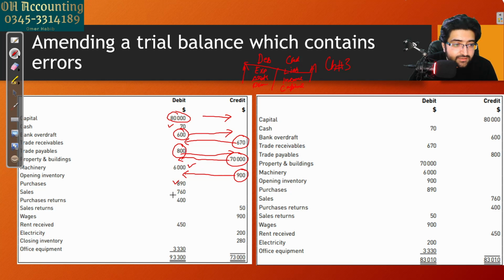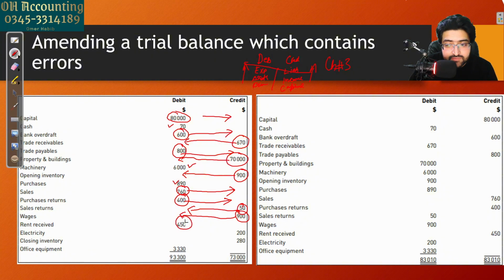Purchases is an expense. Sales is an income. Incomes should be recorded on the credit side. Purchase returns should be on the credit side as expenses are decreasing. Sales returns should be on debit. Okay, and then wages, it is also an expense. It should be on the debit side. Rent received is an income, so it should be on the credit side.